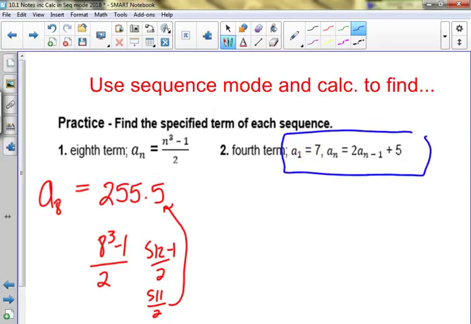All right, how would we get the fourth term by hand? What kind of formula is this, guys? Anybody awake out there? This is recursive. So how would you generate this sequence? The first term is 7. The second term is 2 times 7 plus 5, 19. Is that right? How'd you find the third term?